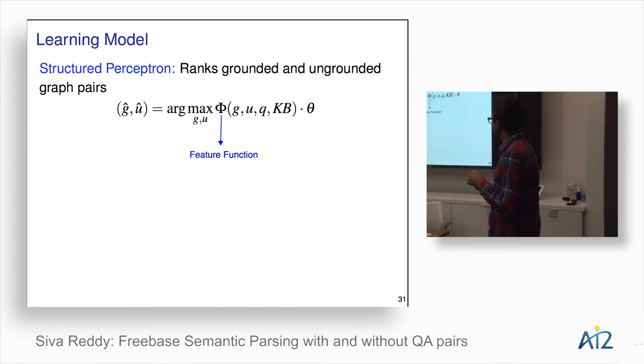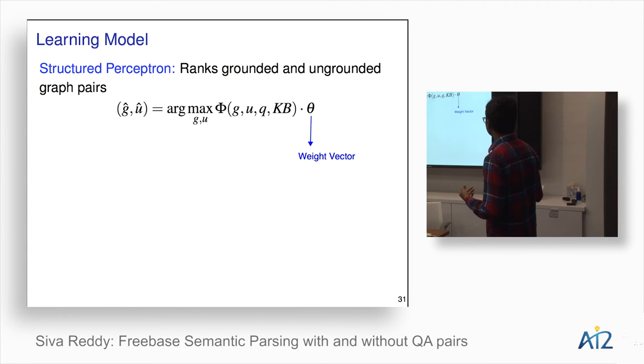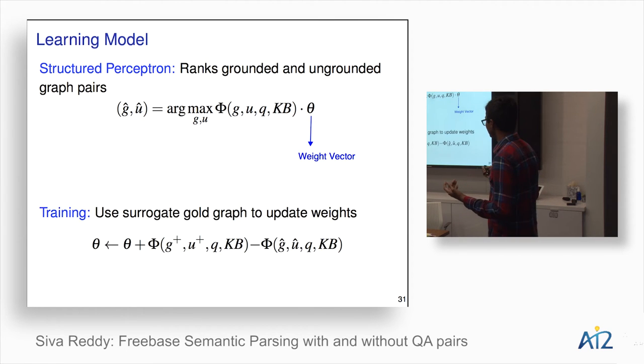Now for the model, we use a structured perceptron. What it does is it takes two graphs: one is the ungrounded graph and the other is the grounded graph. I have a feature function which extracts features from the grounded graph and the ungrounded graph, and here I call it question, but it's like a sentence. And a weight vector which says how important each feature is. For my training, I use a perceptron update which takes a surrogate goal graph and my predicted graph, and if they are not the same, I update my feature vector.